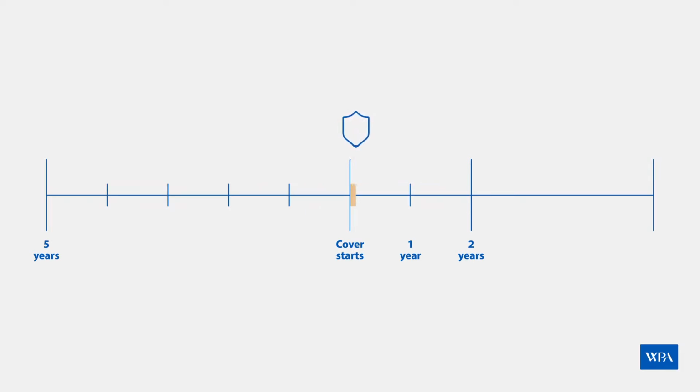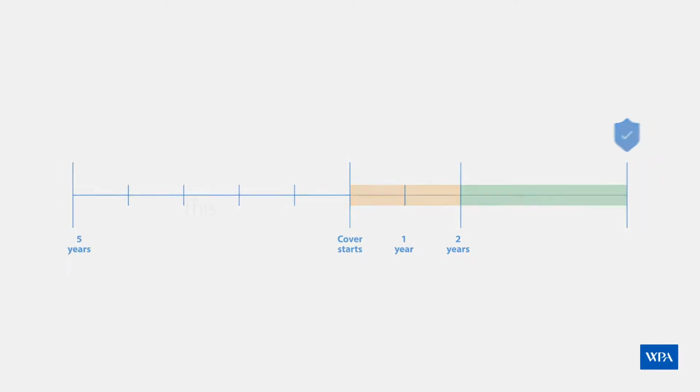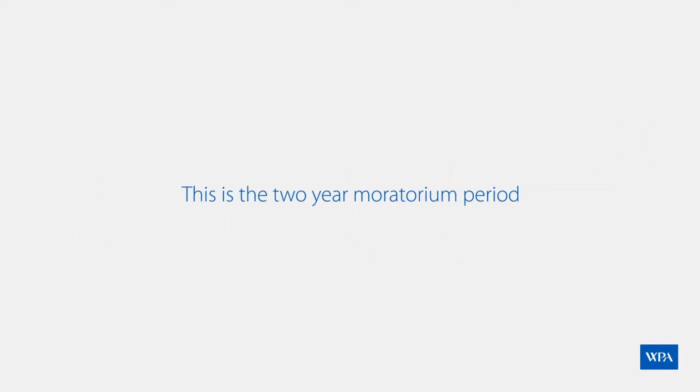If you remain clear from a pre-existing condition, for example, you don't have symptoms, treatment, medication or advice for the condition for 2 continuous years after your cover started, benefit towards a claim for this pre-existing condition will be considered. This is the 2-year moratorium period.